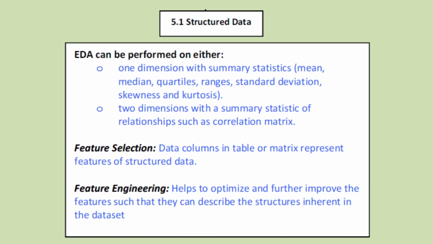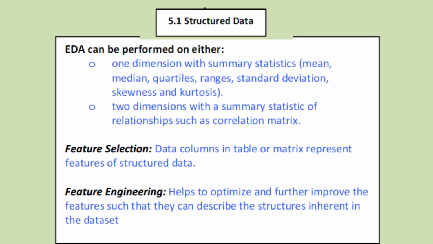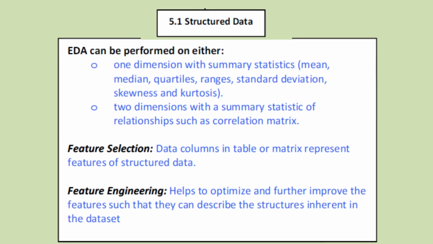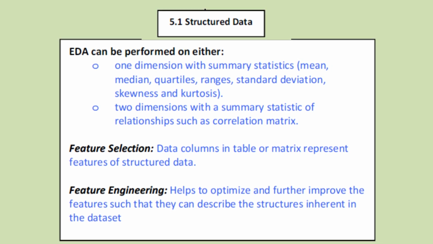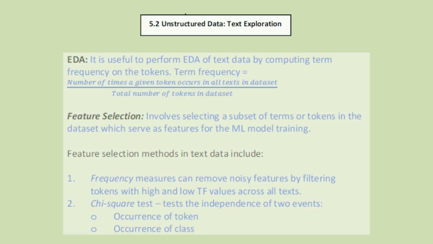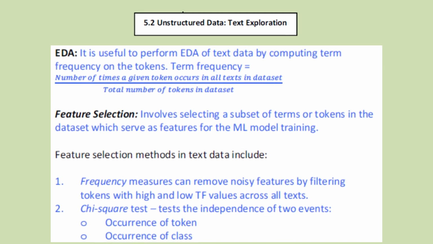Structured data. EDA can be performed on either one dimension with summary statistics: mean, median, quartiles, ranges, standard deviation, skewness and kurtosis; or two dimensions with a summary statistic of relationships such as a correlation matrix. Feature selection: data columns in a table or matrix represent features of structured data. Feature engineering helps to optimize and further improve the features such that they can describe the structures inherent in the dataset.